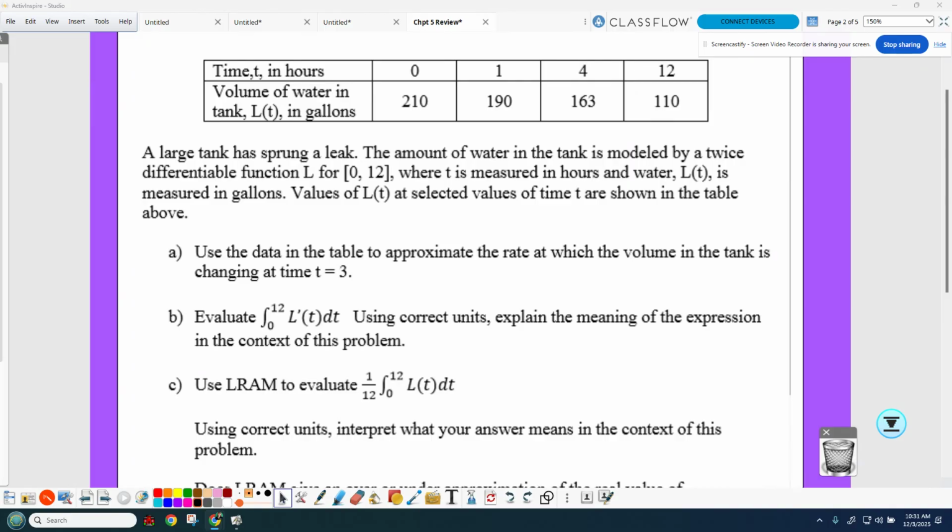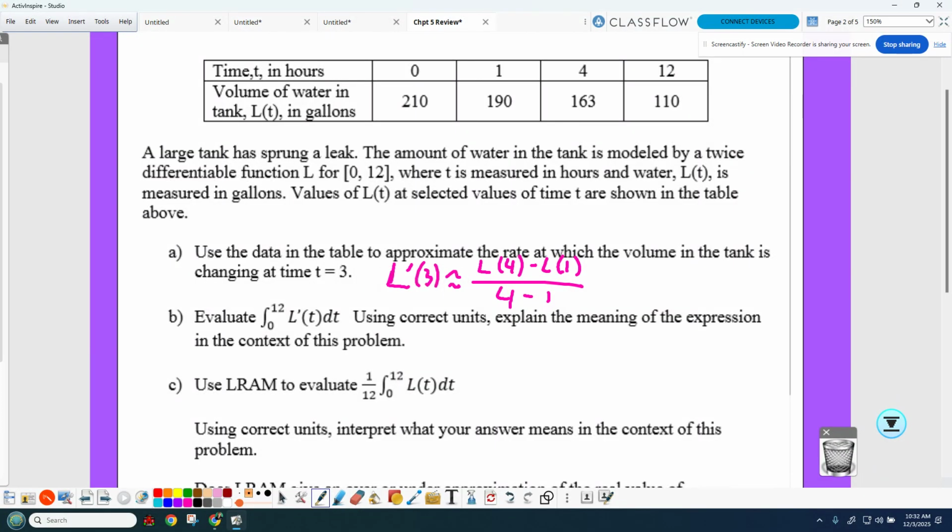Use the table to approximate the rate at which the volume in the tank is changing at time 3. How do I do that, Lily? You set up a slope equation using the values of 1 and 4, because 3 is in between them. So you find the slope, and that's gonna be -9.